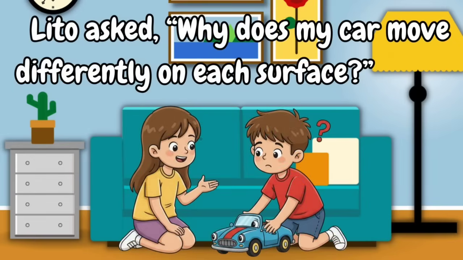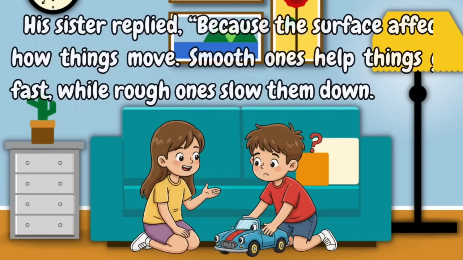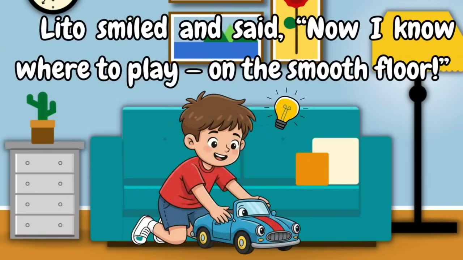Lito asked, "Why does my car move differently on each surface?" His sister replied, "Because the surface affects how things move. Smooth ones help things go fast, while rough ones slow them down." Lito smiled and said, "Now I know where to play, on the smooth floor."